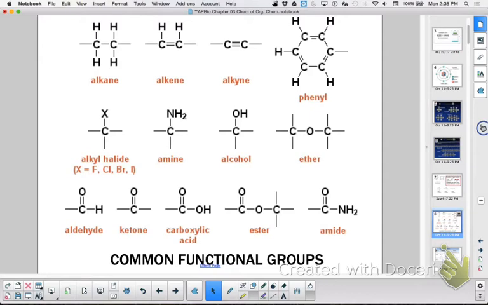And some of those functional groups are polar. Some of them are non-polar. Some of them have what? Charges, yeah, on them. So it can change the chemistry of that particular organic molecule.